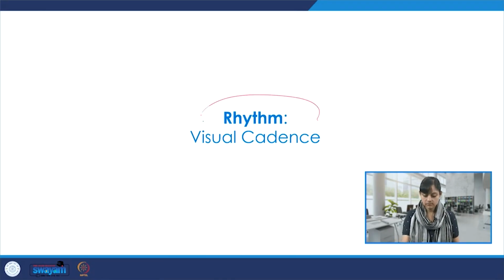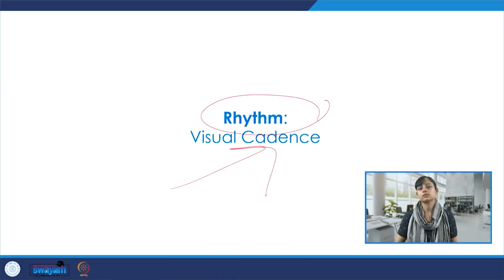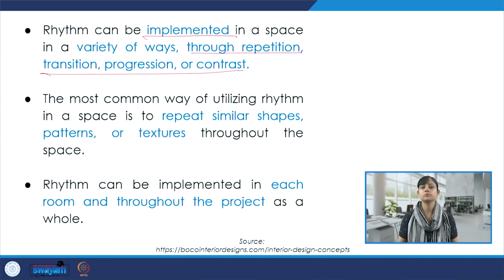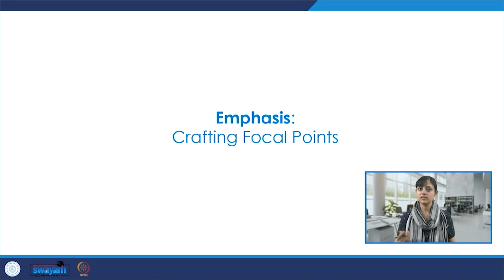Then there is rhythm, and it's sort of a visual cadence, and it gives a very interesting vocabulary to projects. So rhythm can be implemented in a space in a variety of ways, and we could achieve it through repetition, transition, progression, or even contrast. And by repeating similar shapes, patterns, or textures. And it could also be done at a micro level within each room, or it could be done throughout the project. It depends on what the design is.